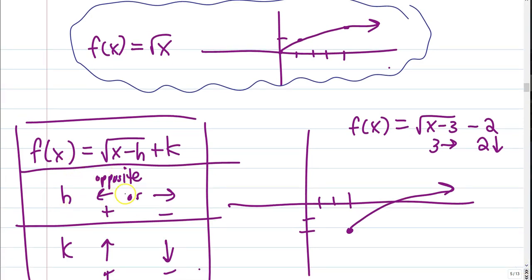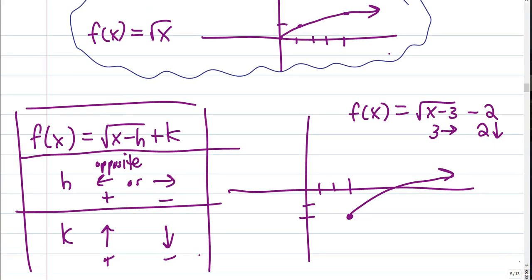The h is opposite, shifts left and right. If it's positive, it's left. If it's negative, it's right. The k shifts the graph up or down, vertical. So if I have the square root of x minus 3 minus 2, this 3 right here is an h. The fact that it's negative means it will shift 3 to the right. This minus 2 is the k. What will that do? It'll shift the graph 2 down.